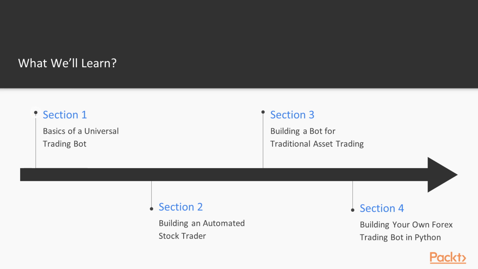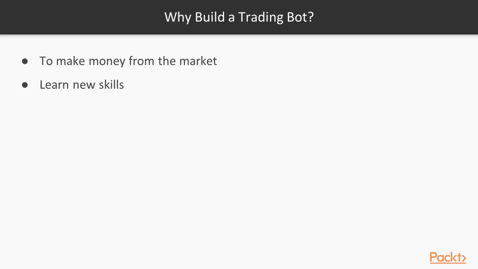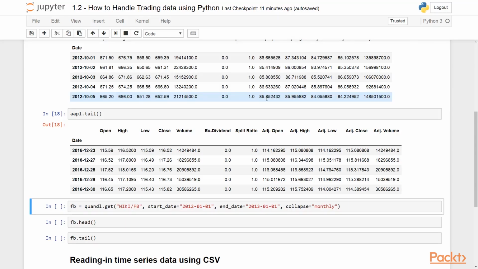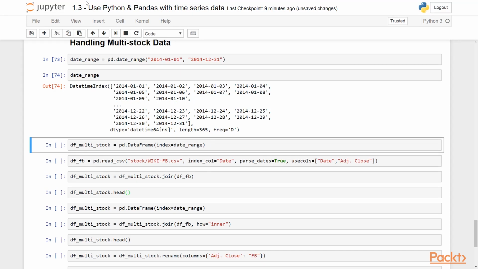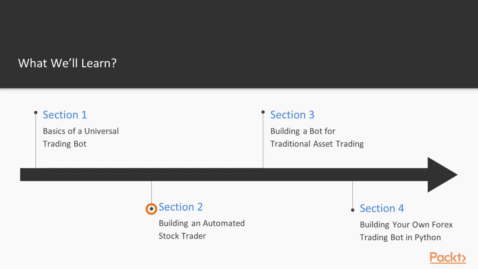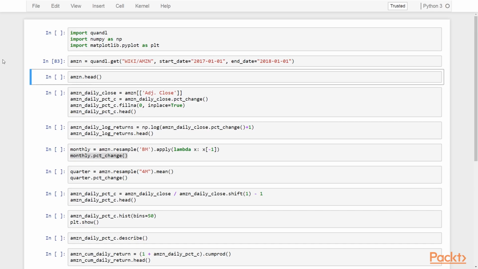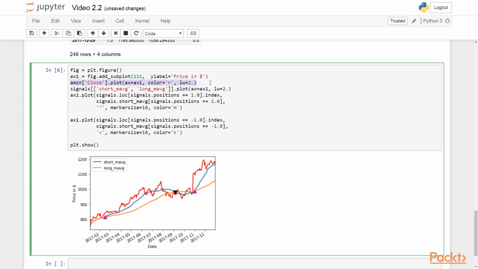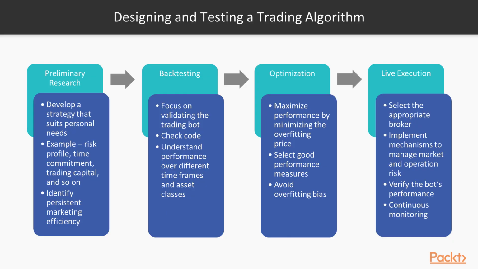In section 1, we will learn about the benefits of developing a trading bot to programmers. We will learn about how to handle data for trading in Python. We will learn how to use Python and pandas with time series data, and we will learn about order types and short selling. In section 2, we will learn how to develop the automated stock trader module for our trading stocks. We'll be implementing the stock market analysis in Python. We'll be designing our trading algorithm for selling and buying stocks.